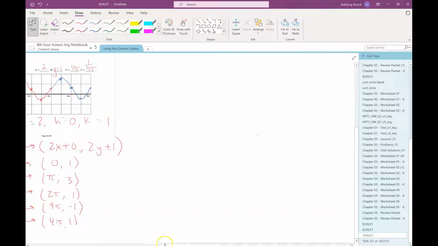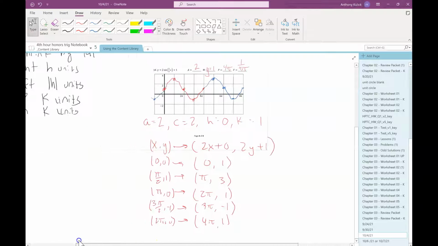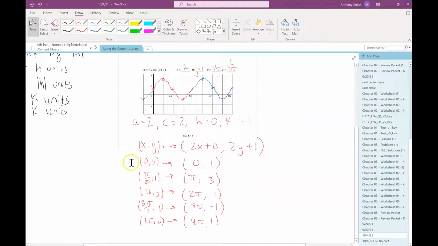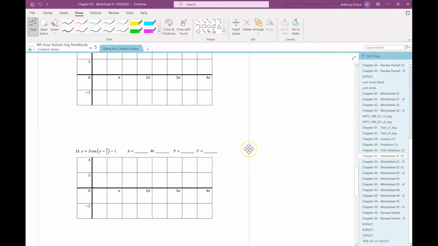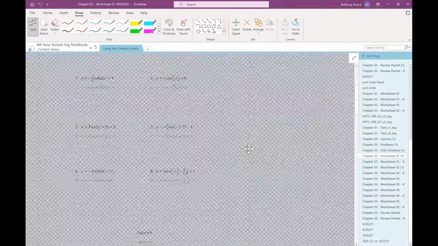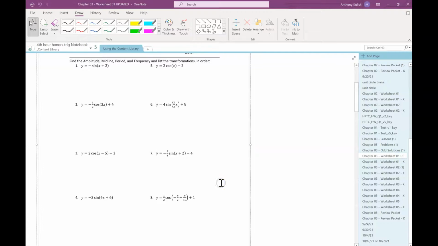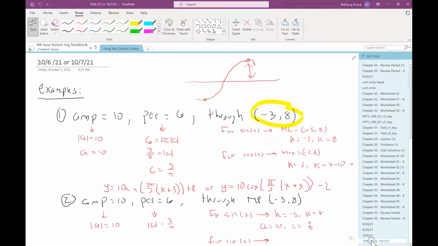Yeah, Natalie? I just have one question on homework. Sure, what's up? Number 8. I'm just having trouble finding the right. 8. Well, the C is going to be negative 2.